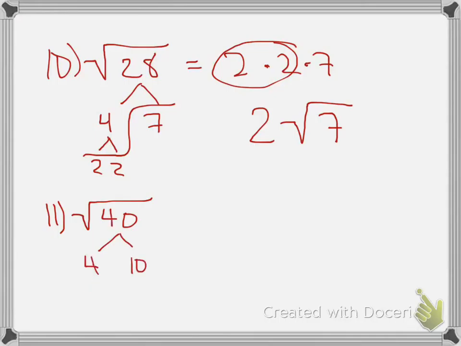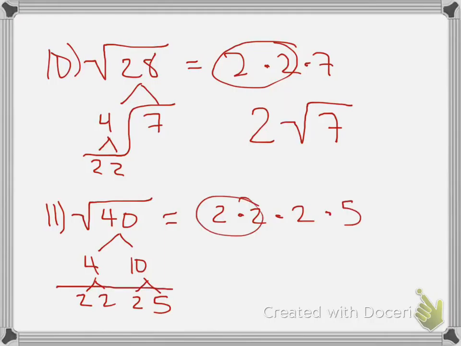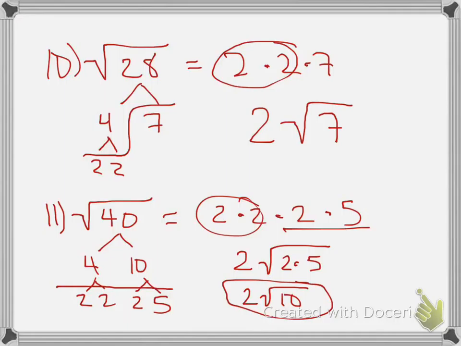Number 40, 4 and 10. That means 2, 2, 2 and 5. So I got three 2s and a 5. Got a pair of 2s. There we go. That goes outside. I got a 2 and a 5 left over. They stay inside. 2 times 5 is 10. And there you go.